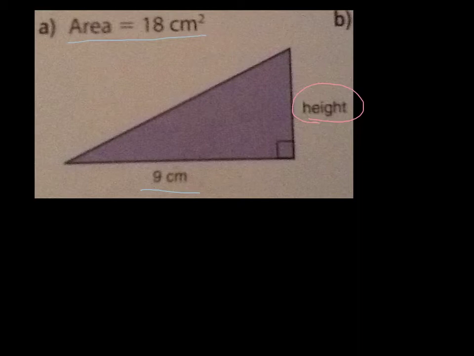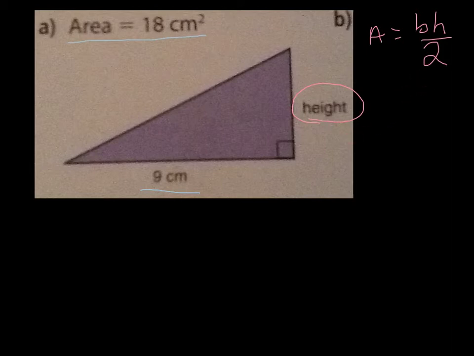So again, we're going to use the exact same formula, so I'm just going to write it in the corner. Area equals base times height divided by 2, because that's the formula for any area of a triangle. Just like the last example, we're going to look at the numbers that we have and plunk them right into our formula. So I know my area is 18, my base is 9, and I'm solving for my height. So I'm just going to plunk those right into this formula.